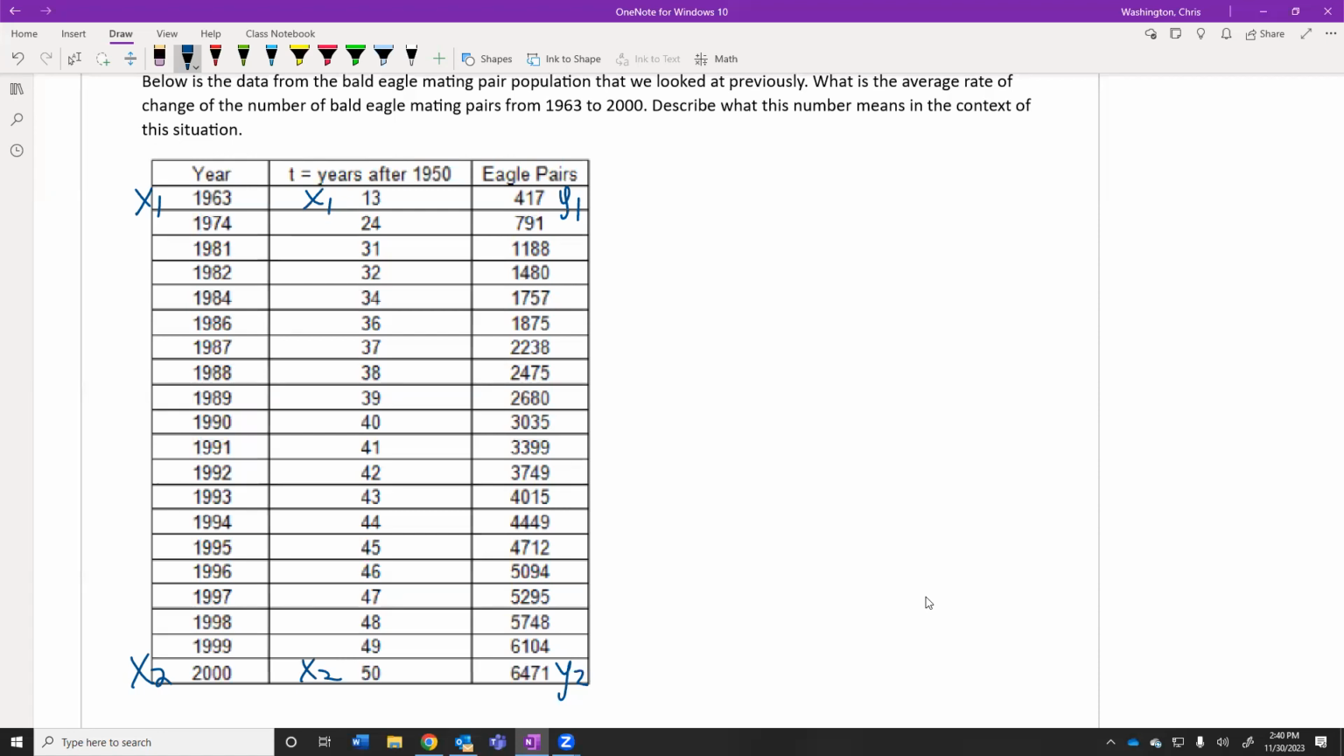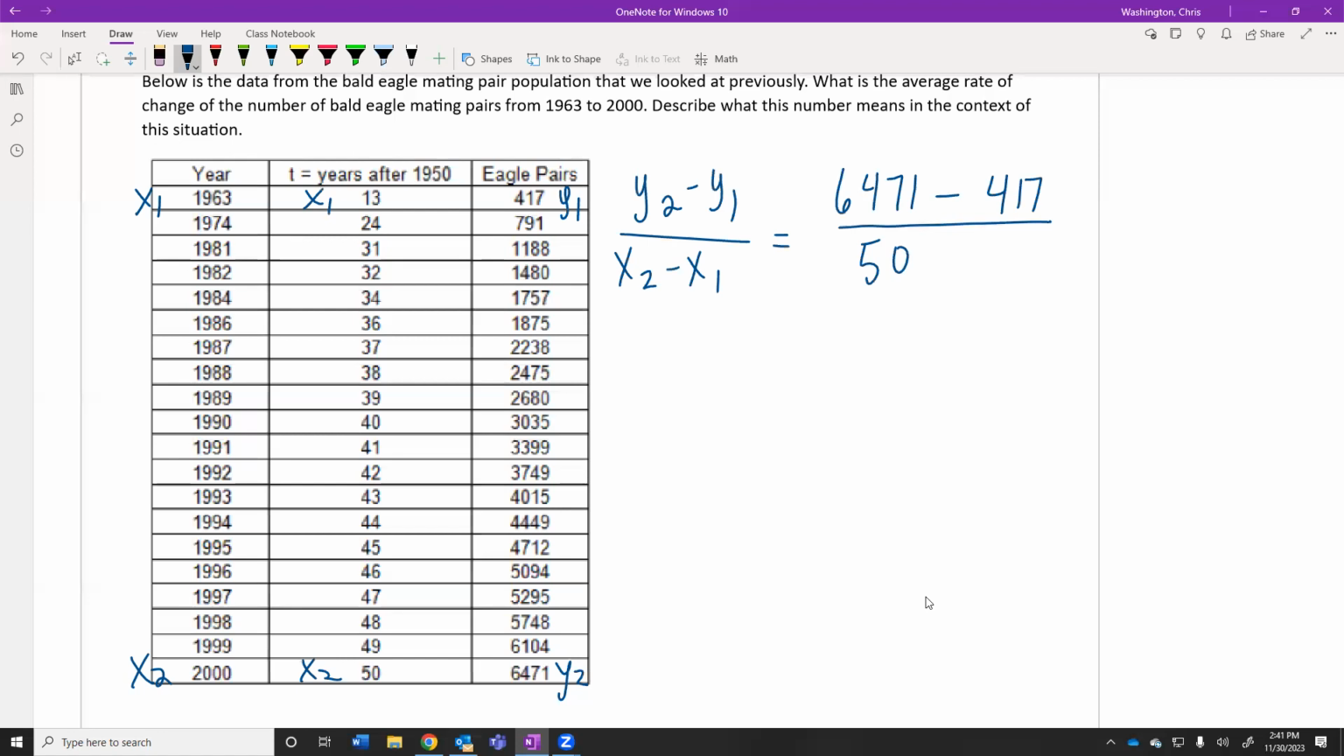So how do we find the average rate of change? The average rate of change is going to be the slope of the line that connects those 2 points. How do we find the slope of a line? y2 minus y1 all over x2 minus x1. y2 is going to be the 6,471. y1 is going to be the 417. X2, you can use the 50 or the 2000, it doesn't matter which one. And then X1, you can use the 13 or the 1963.